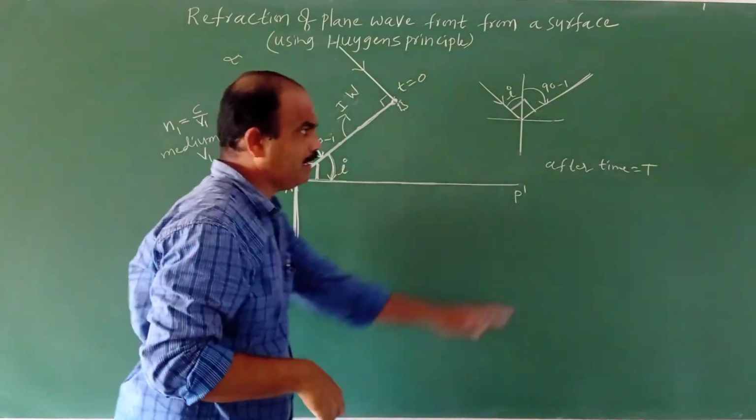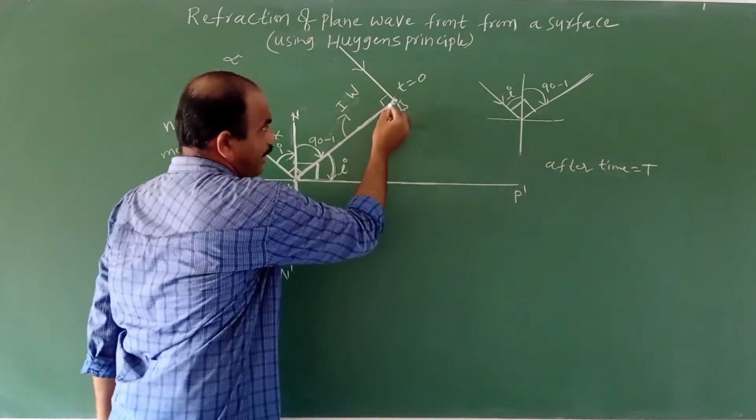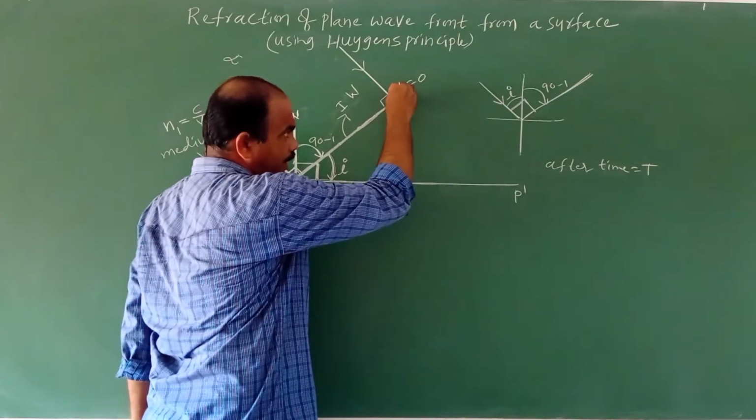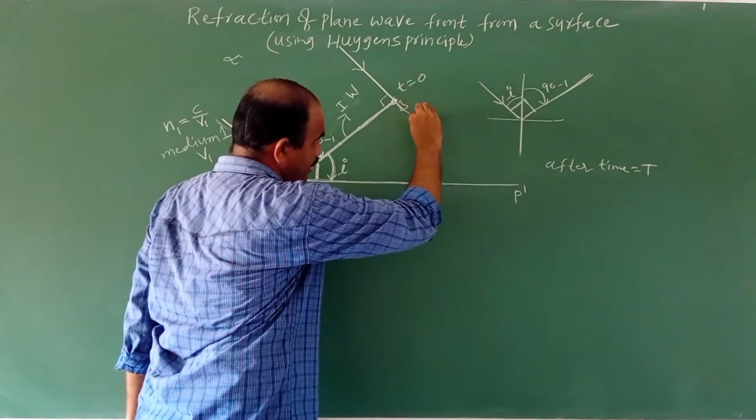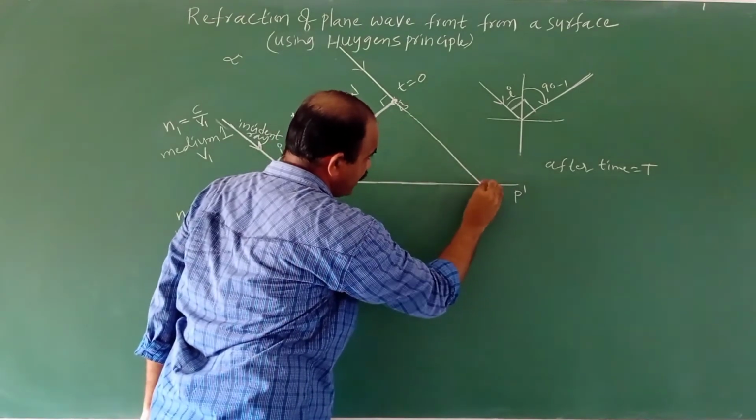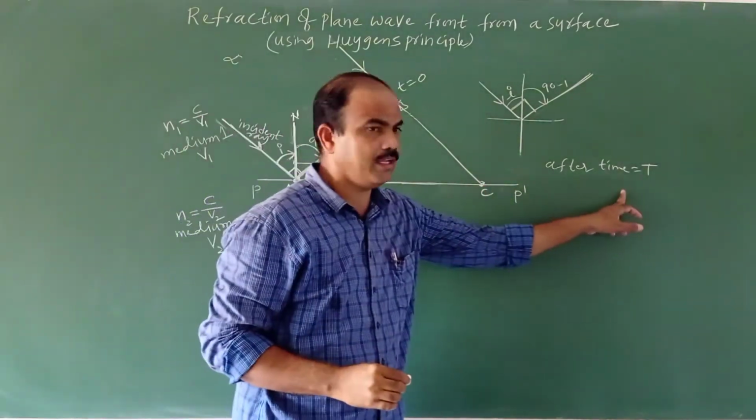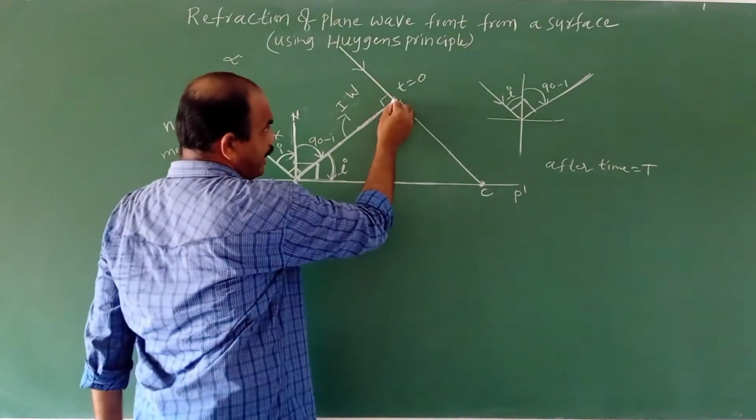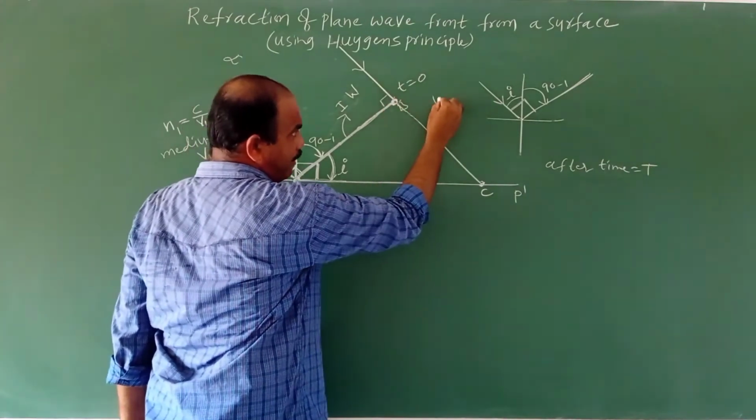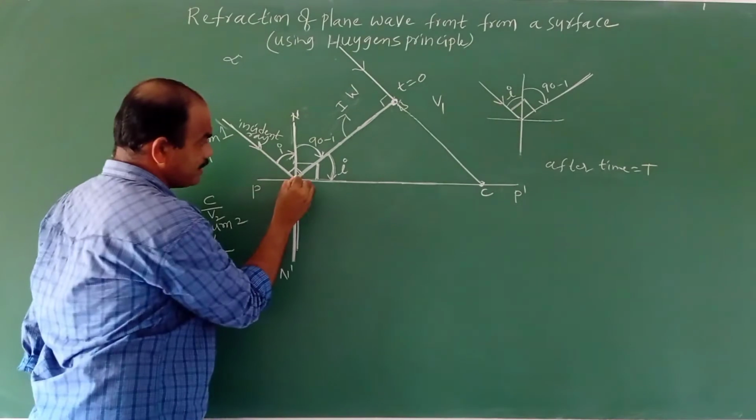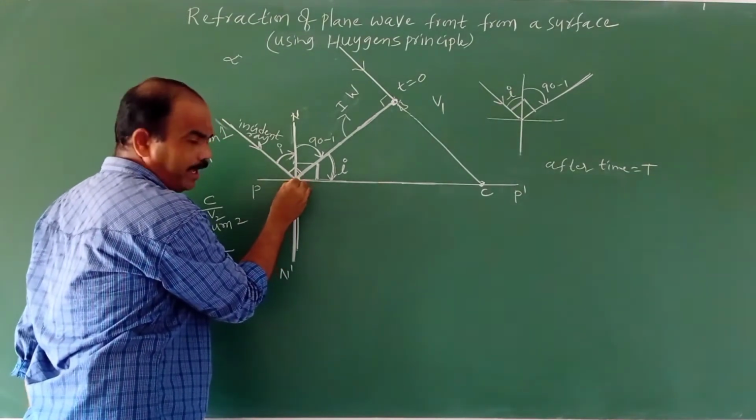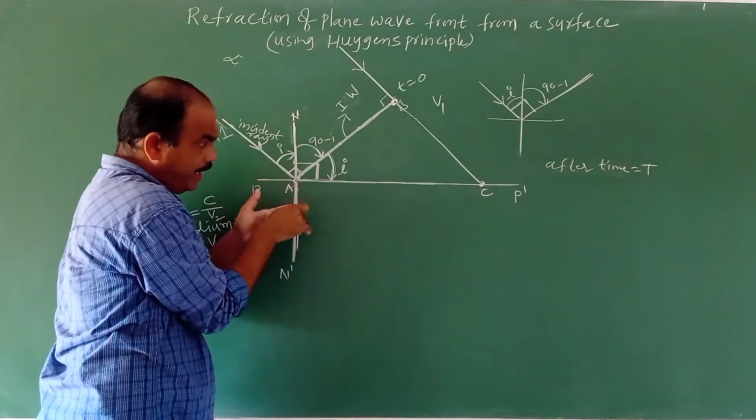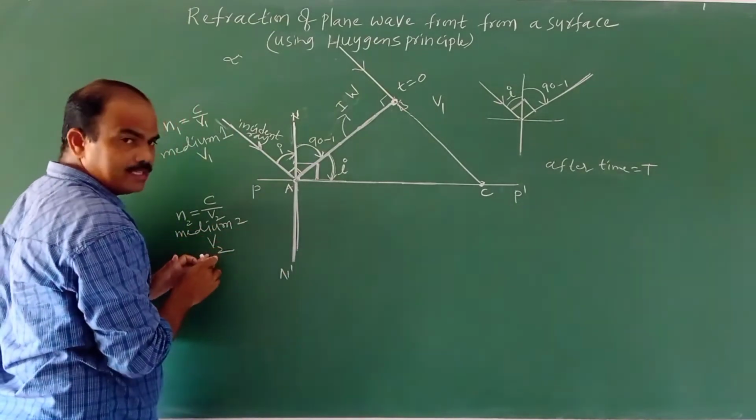That time will be considered t, nothing but the time taken by the secondary wavelet coming from B to reach this surface. So at point C, the time will be considered t. But with what velocity does it come? With velocity v1. The secondary wavelet coming from B travels with velocity v1. But the secondary wavelet coming from A does not travel with velocity v1. Why? It is already incident, so it enters into medium 2. That's why it will move with velocity v2.